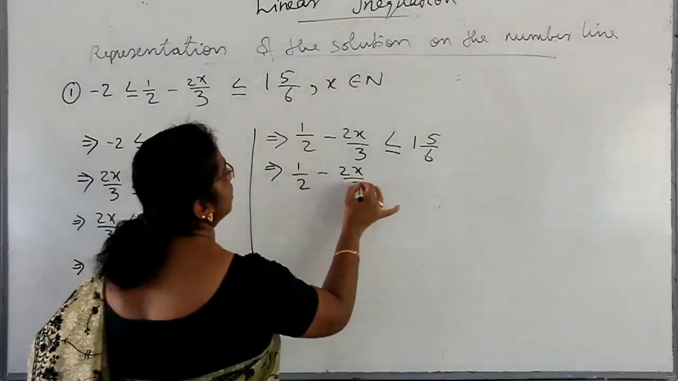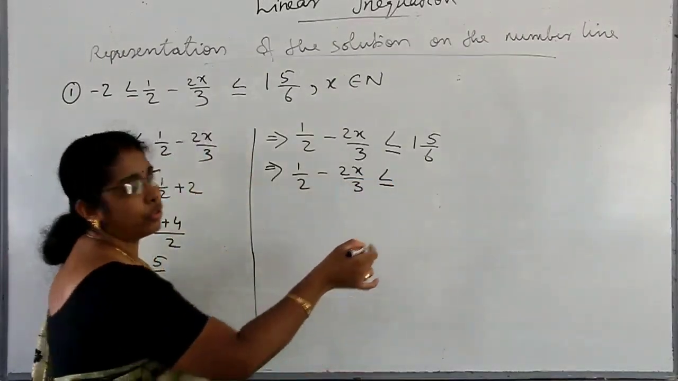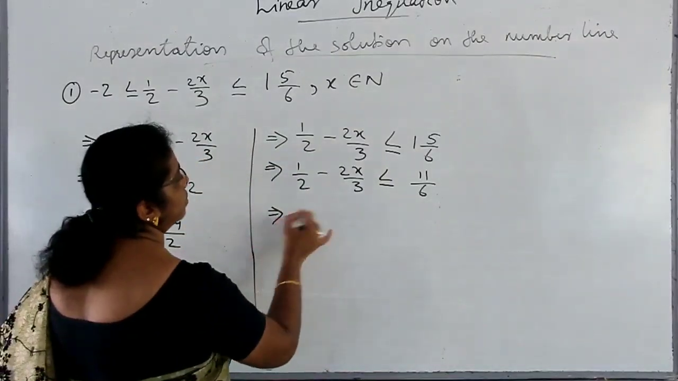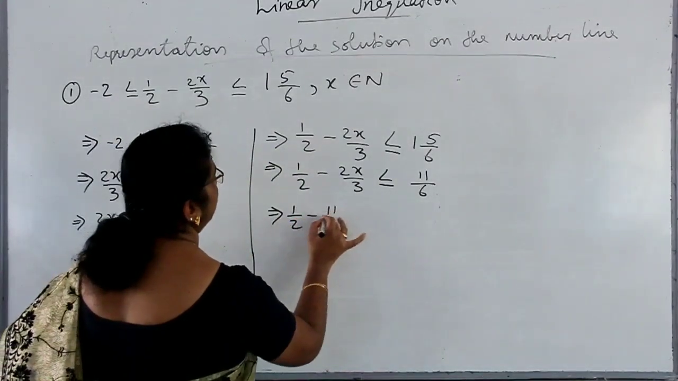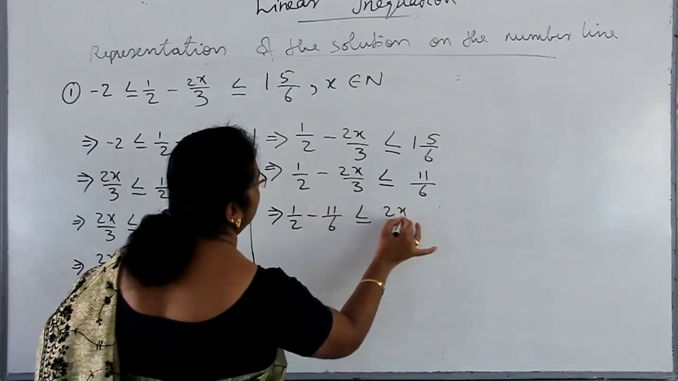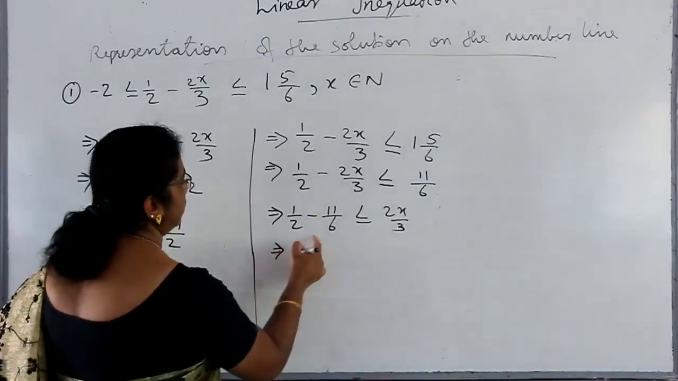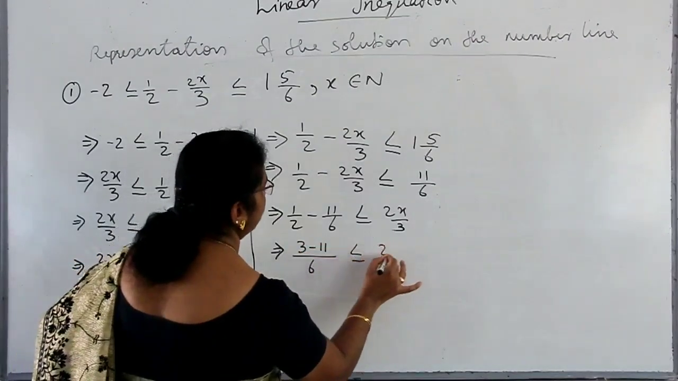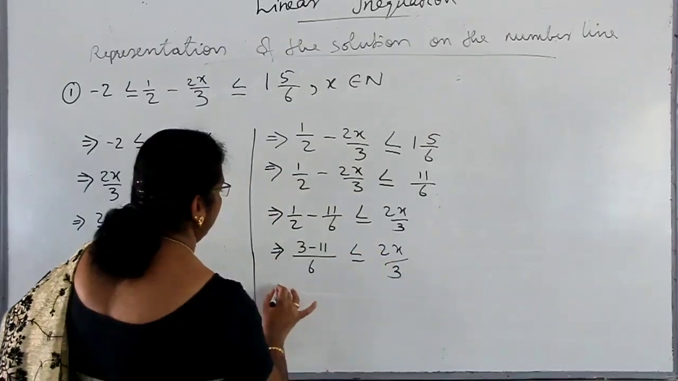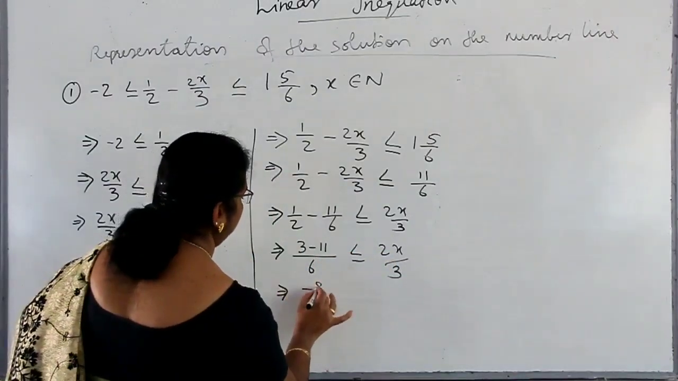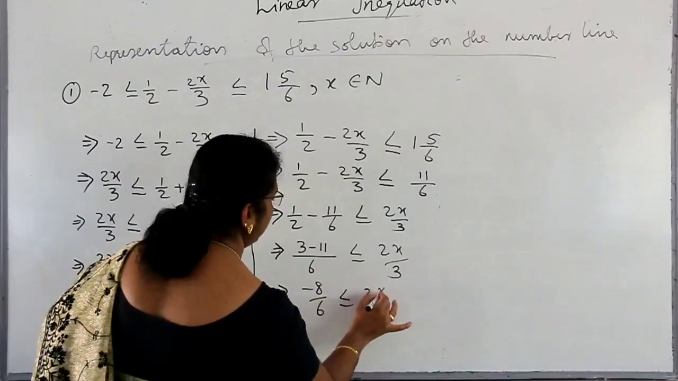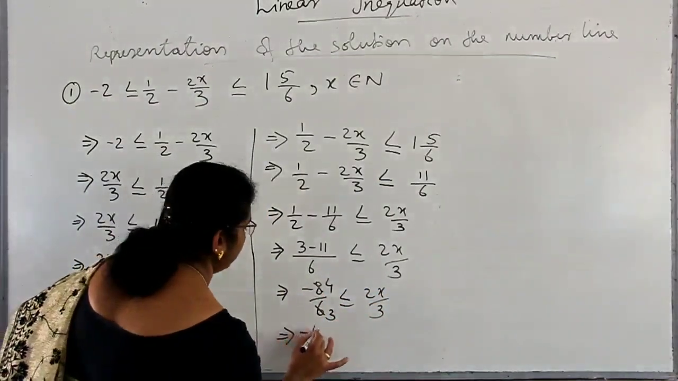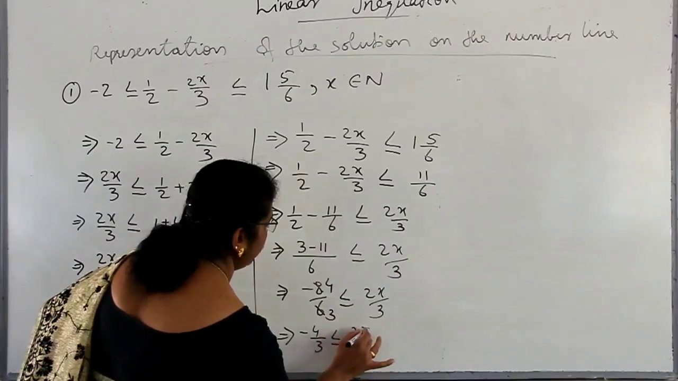1/2 minus 2x by 3 less than or equal to 11/6. Next, 1/2 minus 11/6 less than or equal to 2x by 3. Then take the LCM. 6 is the LCM. 3 minus 11 less than or equal to 2x by 3. Then minus 8/6 less than or equal to 2x by 3. Here we can cancel. Then minus 4/3 less than or equal to 2x by 3.